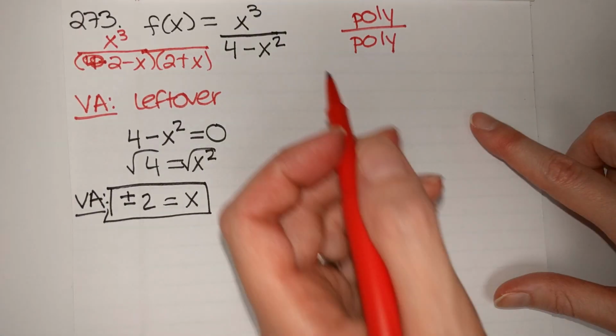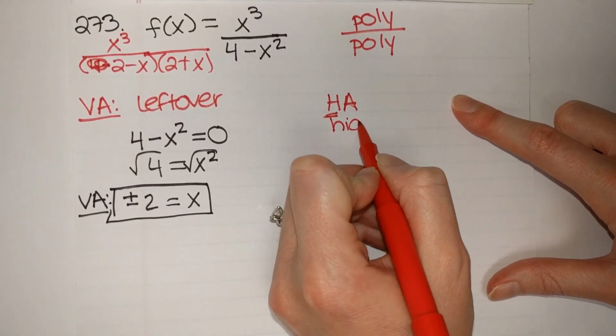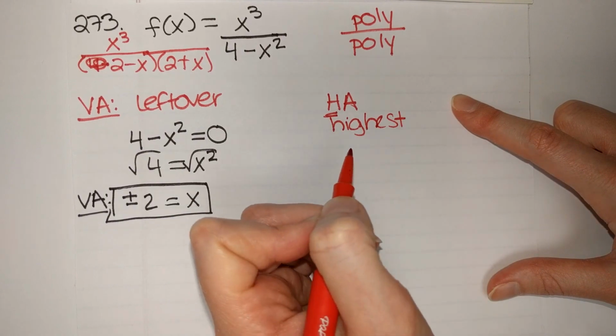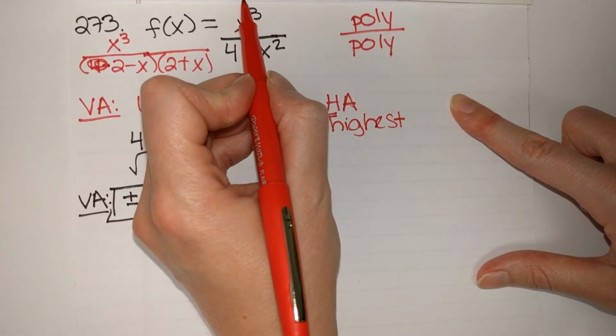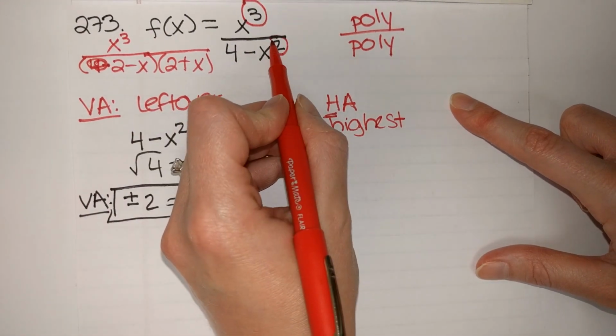Now for the horizontal asymptotes, what we do is we look at the highest power in the numerator and the denominator. So here the highest power in the numerator is 3, and the denominator, the highest power is 2.